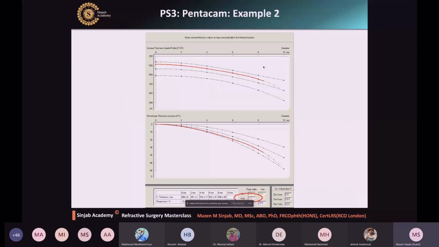Surprisingly, the thickness profiles are normal, although we usually see quick slope in ectatic corneal diseases. The average here is 1.3, which is abnormal.